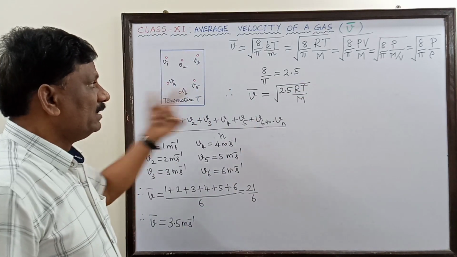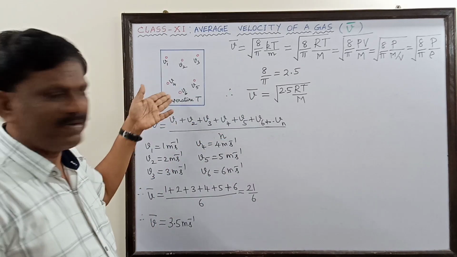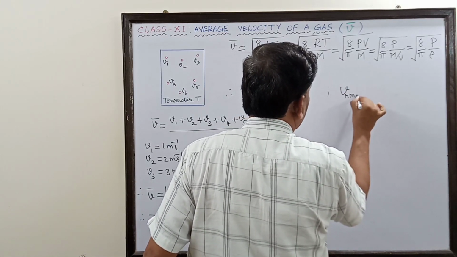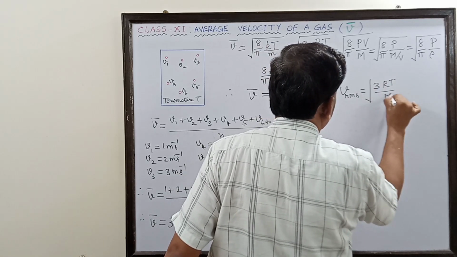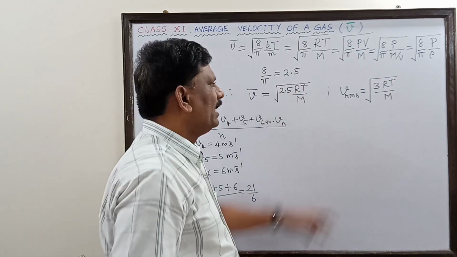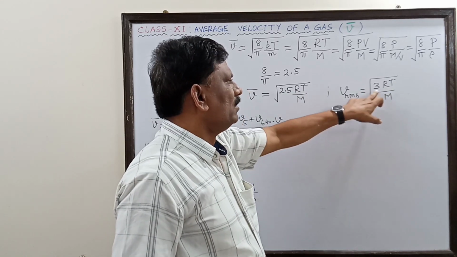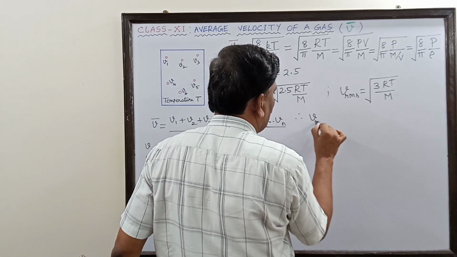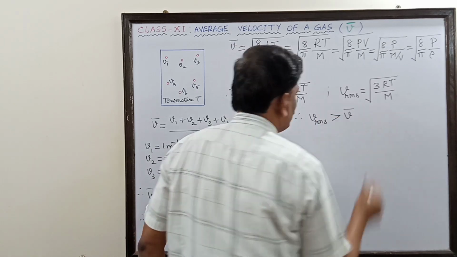If I compare this with the RMS velocity of the molecules, V RMS is equal to square root of 3 RT by m. So this is square root of 2.5 times RT by m, and this is square root of 3 RT divided by m. Which is greater? V RMS is greater than V average.